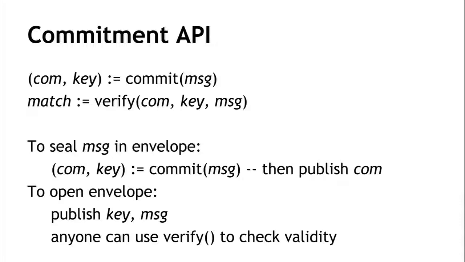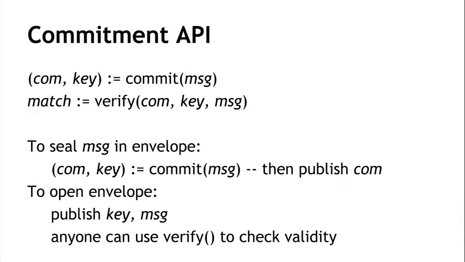Okay, now to seal MSG in an envelope, what we do is we commit to the message, and that returns a commitment and a key, and then we publish the commitment. That's putting the envelope on the table. Now later, to open the envelope, we publish the key and the message that we committed to, and then anybody can use this verify call with the commitment that we published previously, the key and message that we just announced, to check the validity of our opening the envelope.